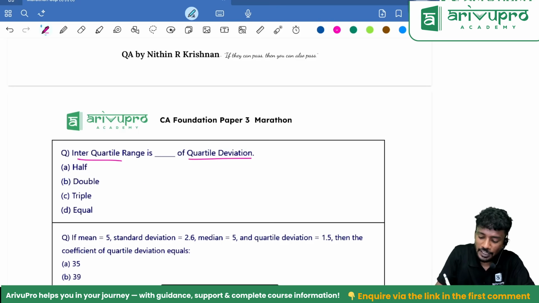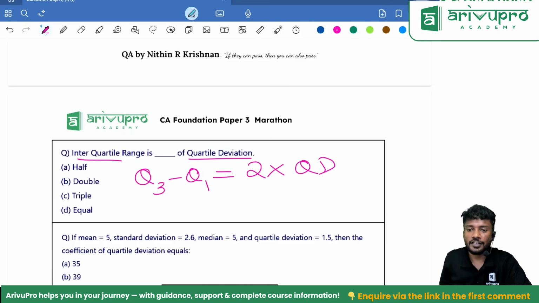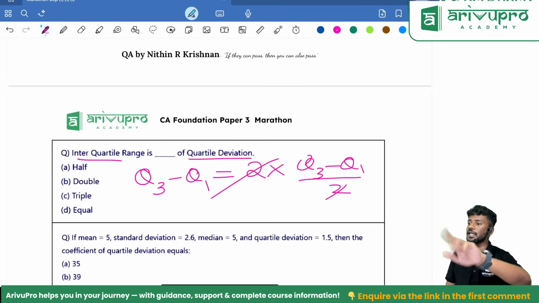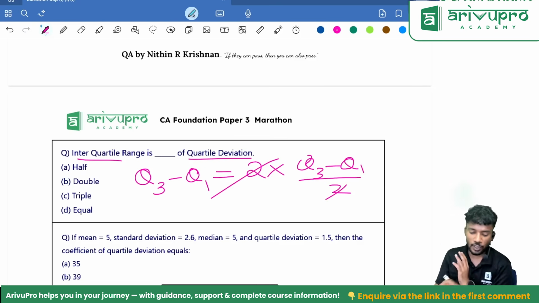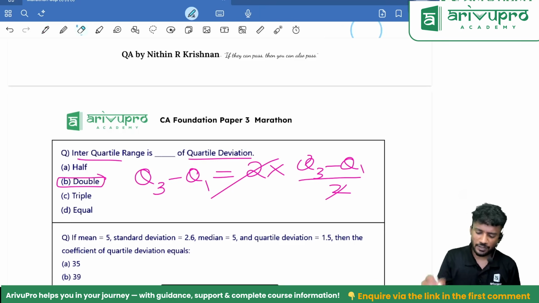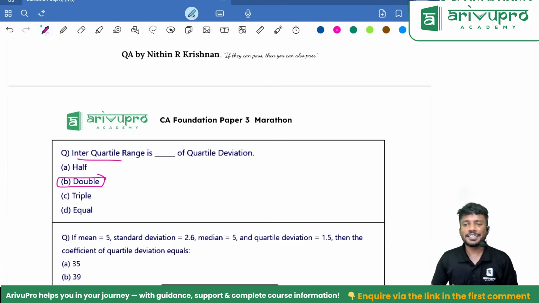So interquartile range is what? The Q3 minus Q1, which is equal to what? 2 times quartile deviation. Is it correct? What is quartile deviation? Q3 minus Q1 divided by 2. Then only it will be Q3 minus Q1. LHS and RHS will become equal. So is it double or half? Double the quartile deviation. Yes. Every time when I give this question, everyone will go wrong. Yes. Good.